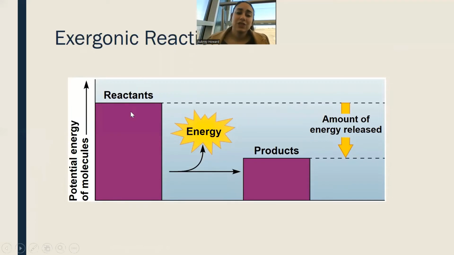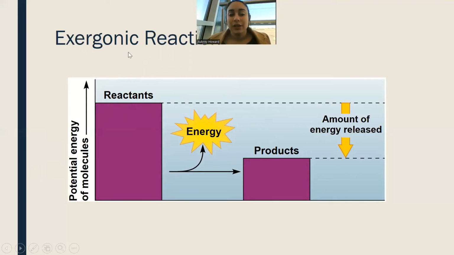Here's a visualization showing energy level with the exergonic and endergonic reactions. Here you can see your reactants and your products. So think about the things that are going to react with each other, the originating substances. They go through that chemical reaction in order to produce those products. So your starting molecules or compounds and your resulting compounds.